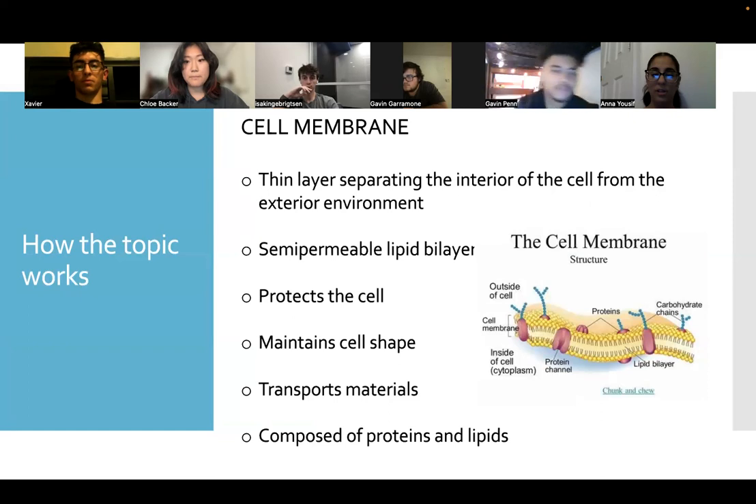And moving on to the next slide, I did the cell membrane. The cell membrane is a thin layer around the cell that separates the interior of the cell from the exterior environment. The cell membrane is also made up of a lipid bilayer that only allows certain substances to pass through because of its semi-permeability. The cell membrane has a key function, and that is to transport materials all throughout the membrane, and it allows them to exit and enter the cells while protecting the cells. It also allows them to change their shape and move freely around the cell membrane, as was the case in the plasma membrane.